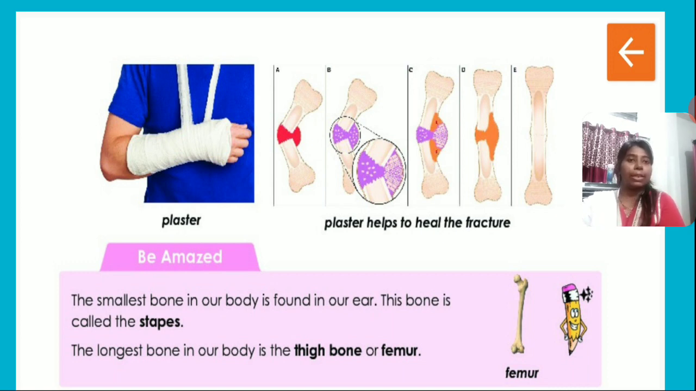Yes or no? Okay. Now the BMS part. The smallest bone in our body is found in our ear. This bone is called the stapes. The smallest bone in our body is found inside the ear, and that is called your stapes. Understood? The longest bone in our body is the thigh bone, which is called your femur. The longest bone in our body is the thigh bone, or the femur.